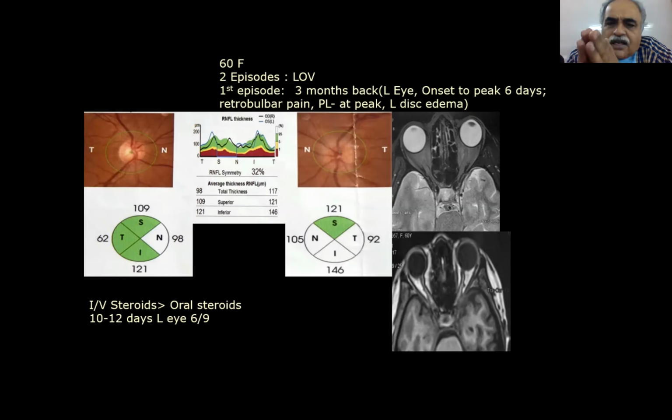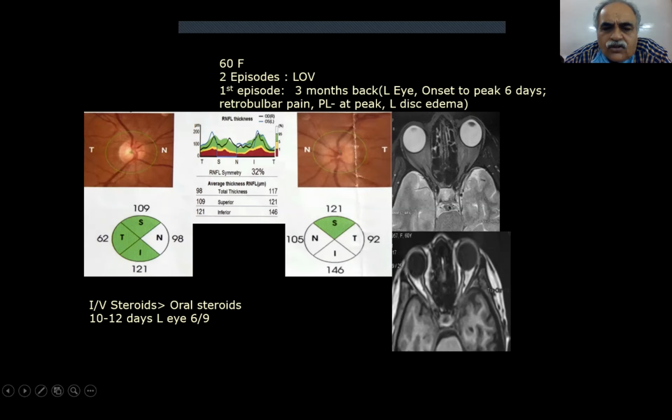But the important thing to remember is the treatment of both is different. The presentation of both is different. Let's have a look at this patient. A 60-year-old female has 2 episodes of loss of vision, 1 episode 3 months back, which was characterized by left disc edema. Now that's the disc edema.